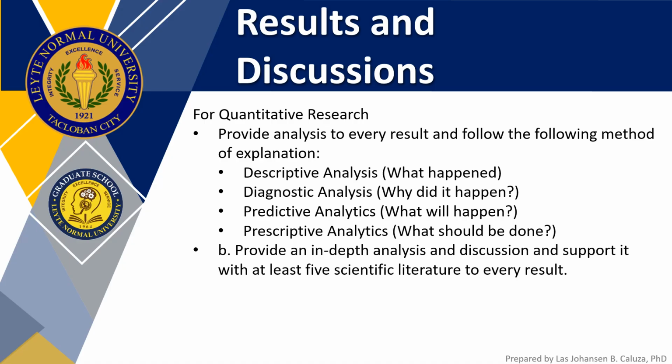For quantitative research, you follow the following: provide analysis for every result and follow the following method of explanation. First is the descriptive analysis. What happened? If you have a table or a graph, for example, or a chart, you describe first the table and the charts and the highlights, the extreme high, the mid, and the extreme low, for example, and make sure to connect that to the gaps that you have mentioned in the literature.